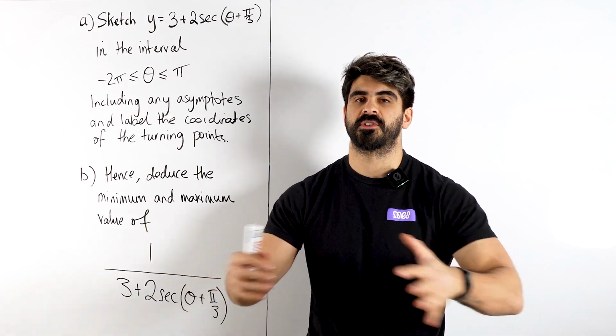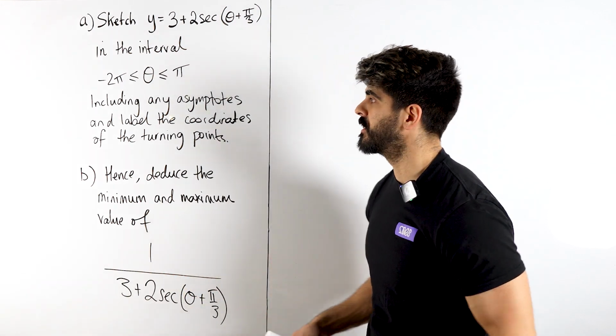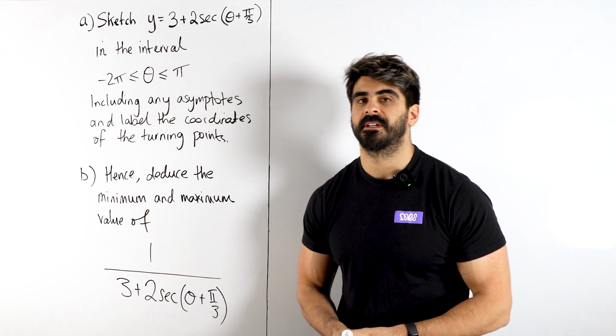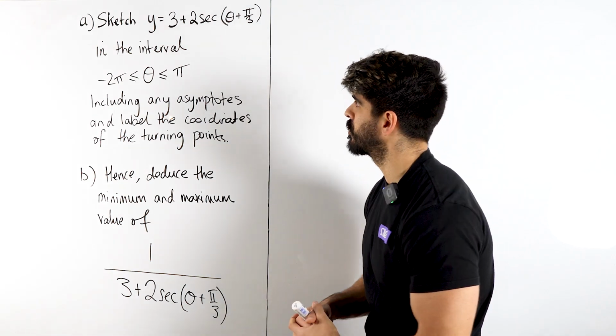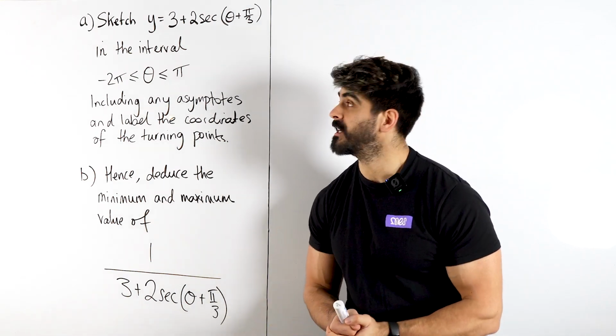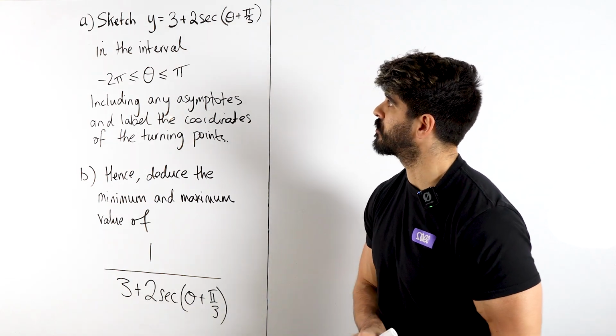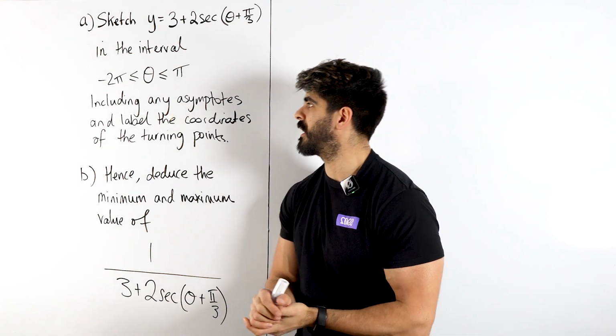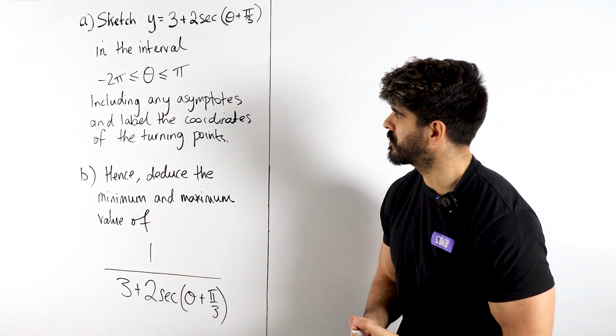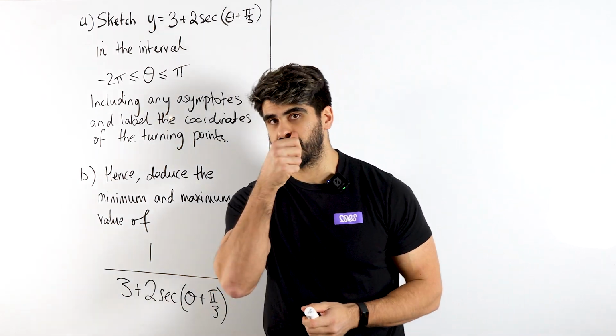Sketching reciprocal functions. I decided I would go demon mode and put one of the hardest sketching questions they can ever ask you guys. Sketch y equals 3 plus 2 sec(theta plus pi over 3) in the interval between minus 2 pi and pi. Include any asymptotes and label the coordinates of the turning points.